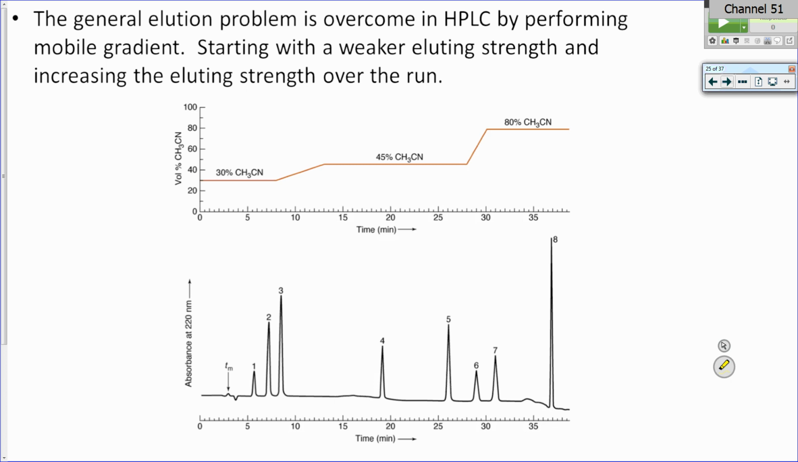So the way that we overcome the elution problem in HPLC is we change the composition of the mobile phase as a function of time. That's called a gradient. In GC, it was a temperature gradient. Now it's a mobile phase gradient. You start with the weakest solvent. So in this case, it's 30% acetonitrile, and the strength of that is increased over the course of the separation.